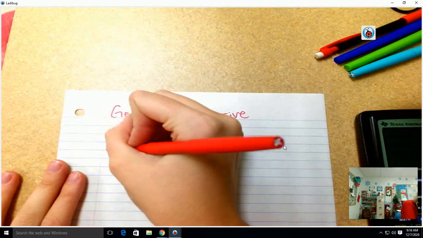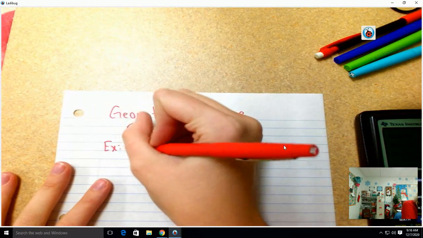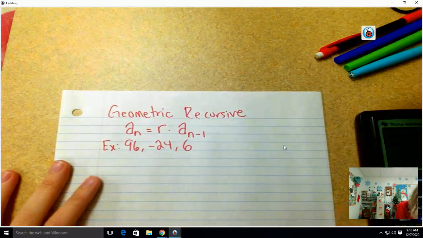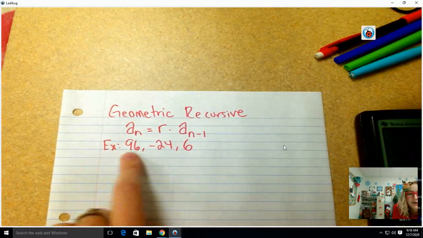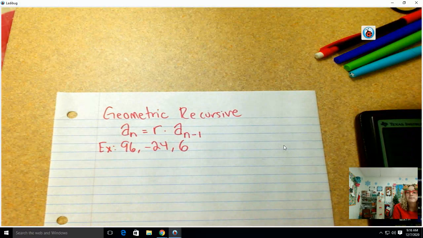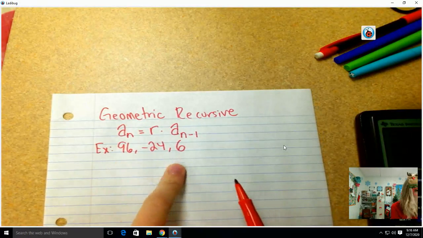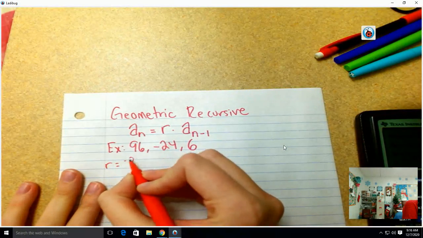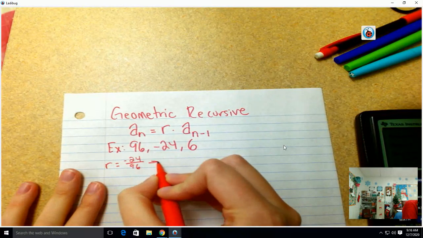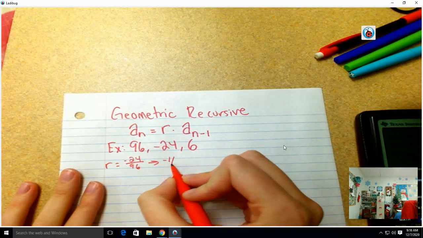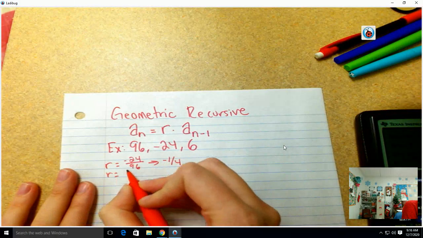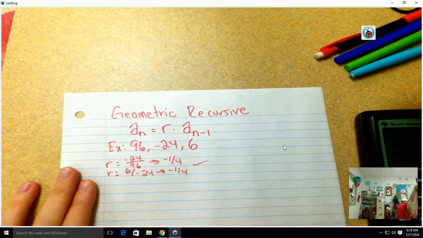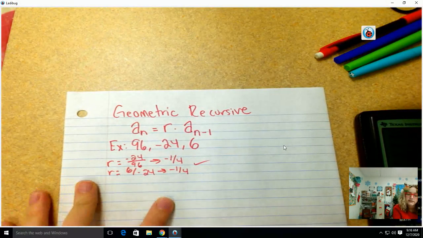So for instance, if I have the sequence 96, negative 24, and 6. Whenever you're getting smaller, you're going to want to recognize that you're going to be multiplying by a fraction. So whenever you think you're dividing, you're really multiplying by a fraction. So I'm going to check my ratio, negative 24 over 96. That's going to simplify down to negative 1/4. And then 6 over negative 24 is also going to simplify down to negative 1/4.